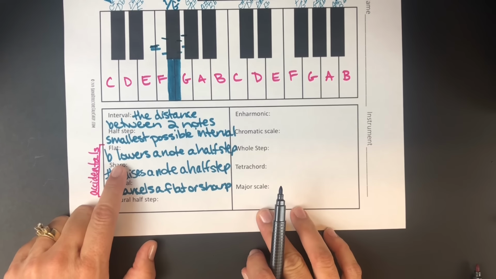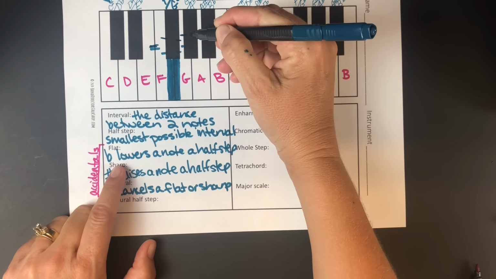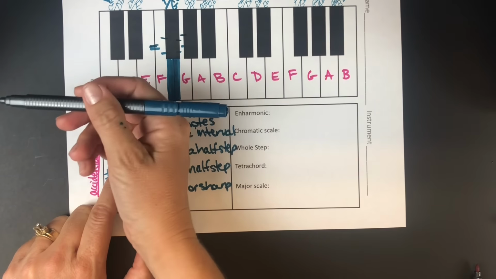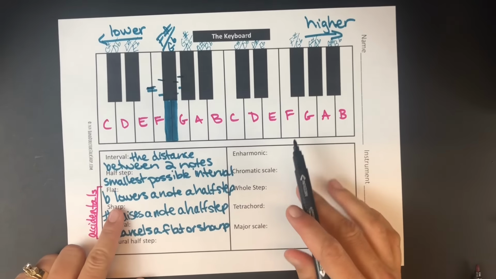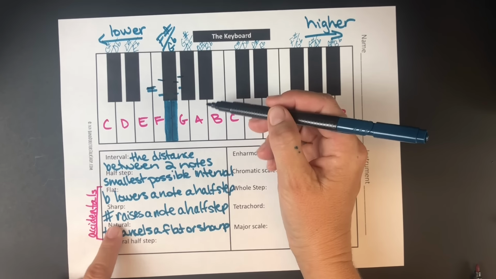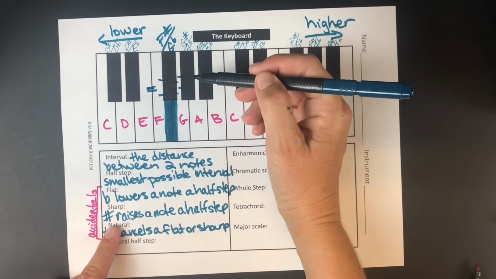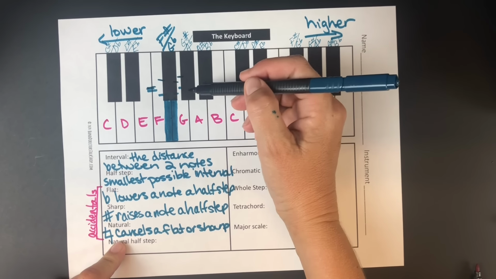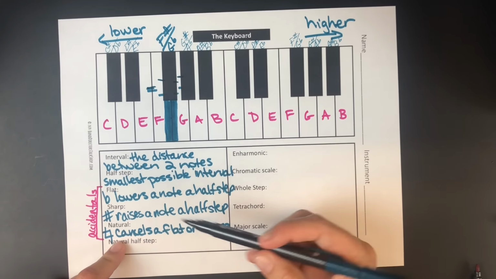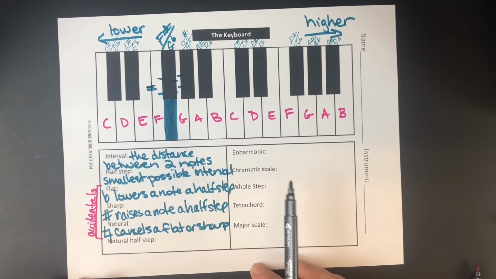A flat lowers a note a half step. For example, A, going that way, lower goes to the left, higher goes to the right. So A flat would be this key. Another name for that is G sharp, because G going to the right is G sharp. And then a natural cancels a flat or sharp. And these three things, flats, sharps, and naturals, are called accidentals.